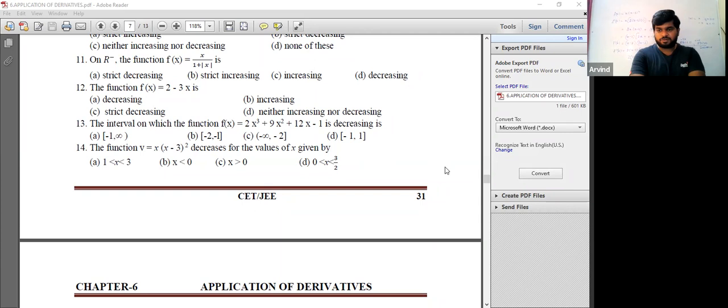You're given f of x differentiated. Certain times you can do it directly. You can do it directly when there are even powers, like x square, x to the power 4, and so on. Basically if there is x square, you can do it.